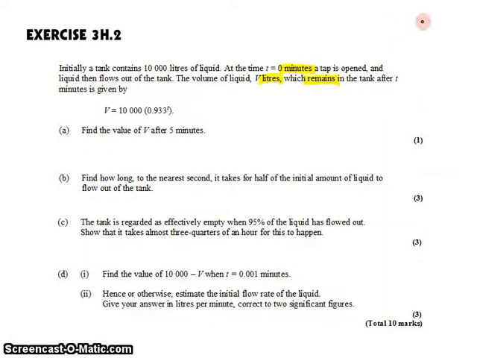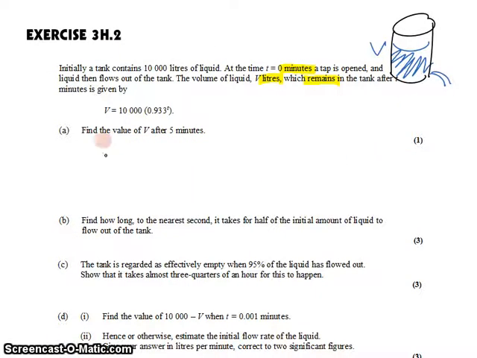So we have some sort of tank of water, and it's got a volume V in it. But we open up a tap, and the water's coming out at some rate. We want to find the value for V after 5 minutes. So we're going to let t be equal to 5, because t is in minutes. So V is equal to 10,000 times 0.933 to the power of 5.